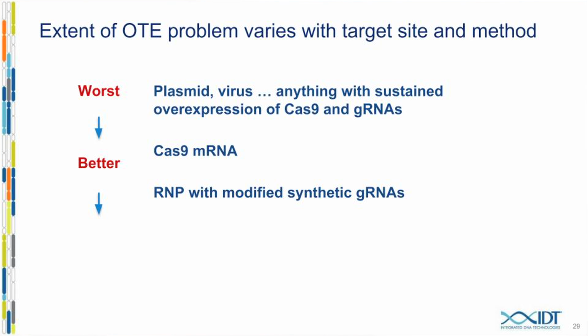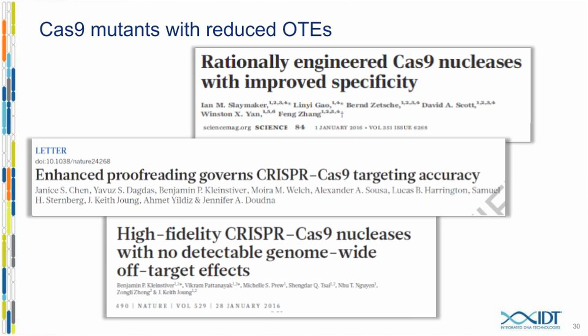So, worse plasmid, better mRNA, even better RNP, but even using RNP, you still get some off-target cutting. What can you do about it? Well, there's been a number of papers published that describe mutations in Cas9 that improve the specificity. And these were all done through intelligent design.